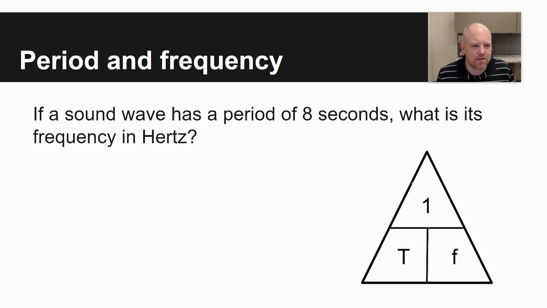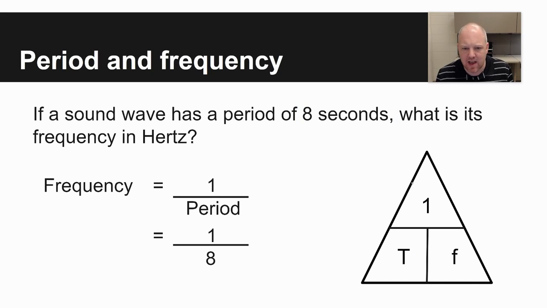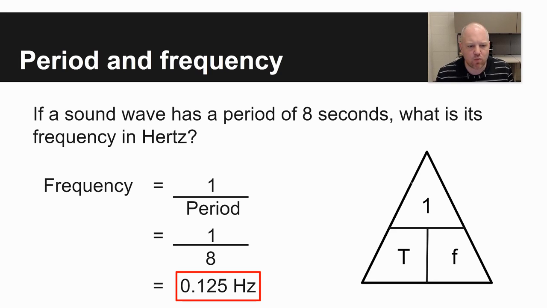Just an example problem. It says if a sound wave has a period of 8 seconds, what is its frequency in hertz? Again, what I would do is identify what variable you're given. If we're asked to solve for frequency in hertz, we're going to take 1 divided by our period, or 1 divided by 8. And so what would our frequency be? 0.125 hertz. That is the end of this video that summarizes different types of waves, as well as how to calculate wavelength, frequency, period, or wave velocity.